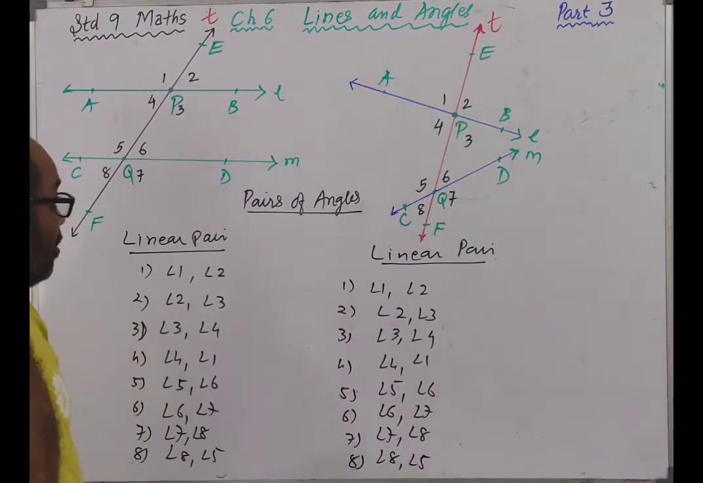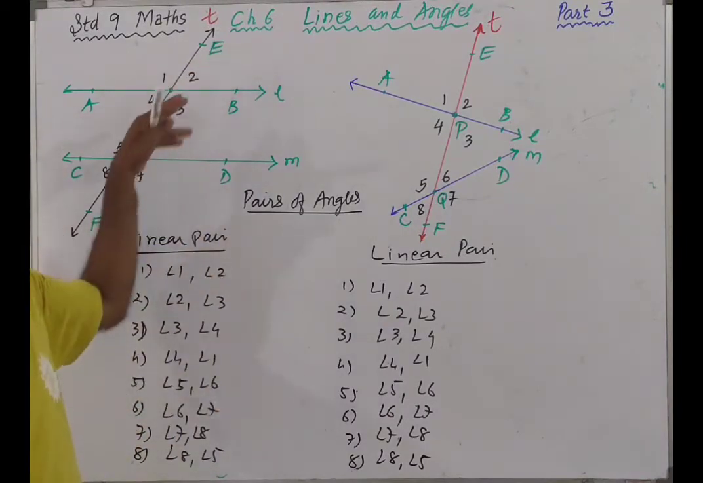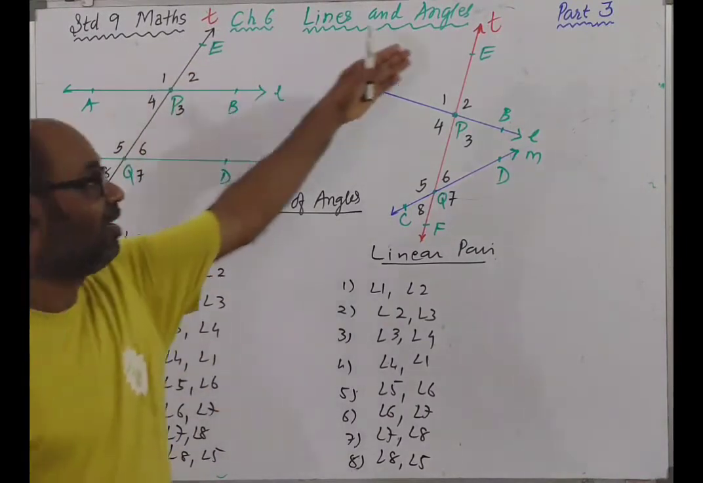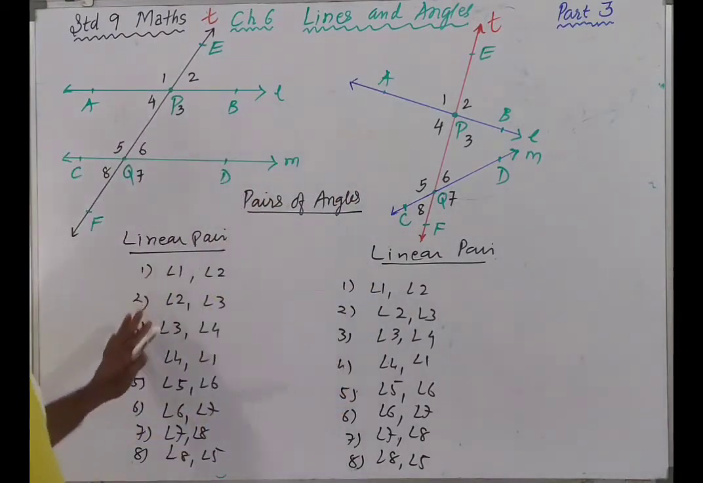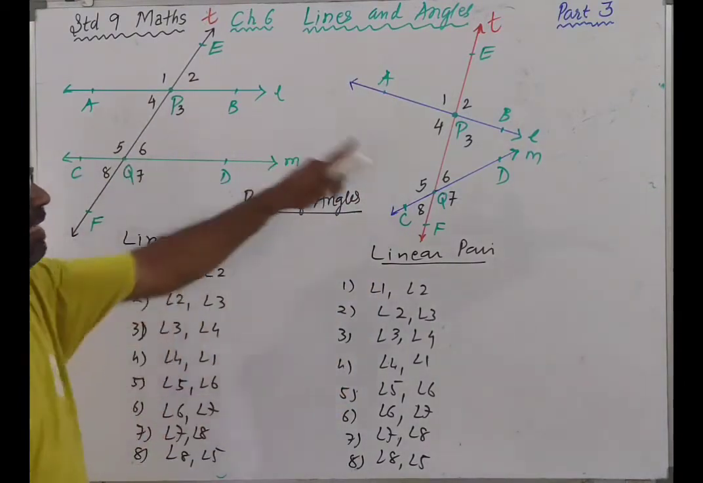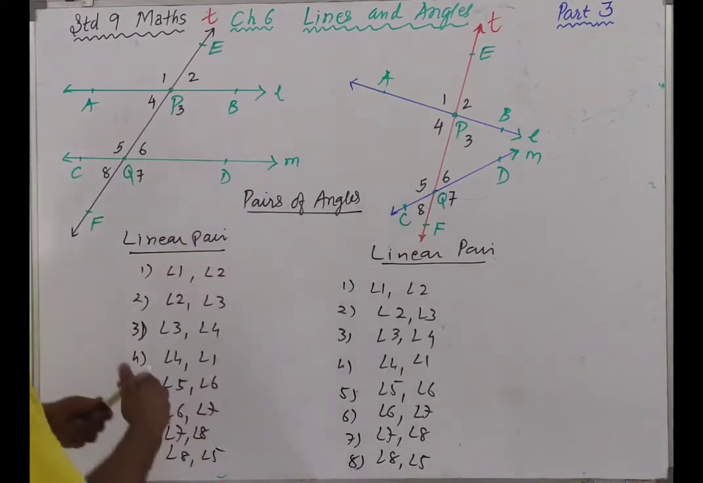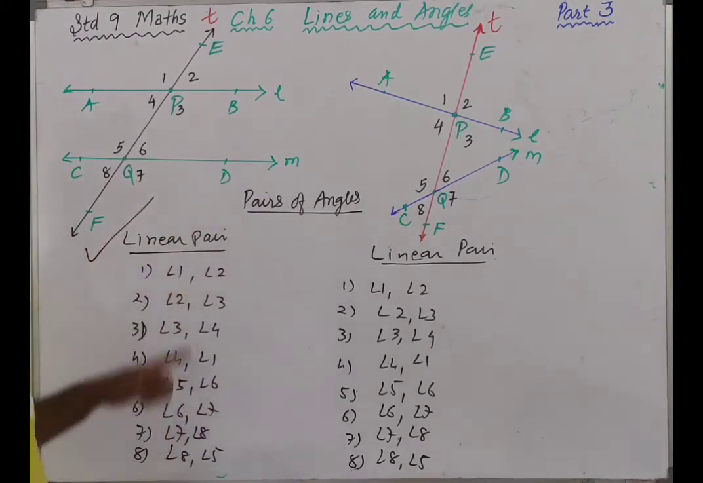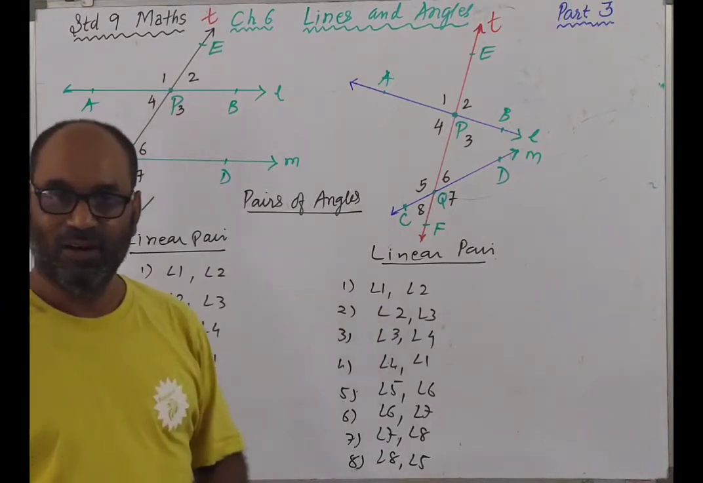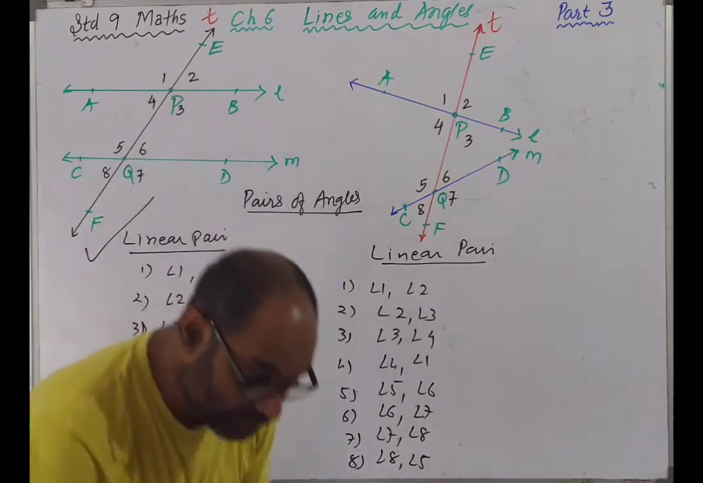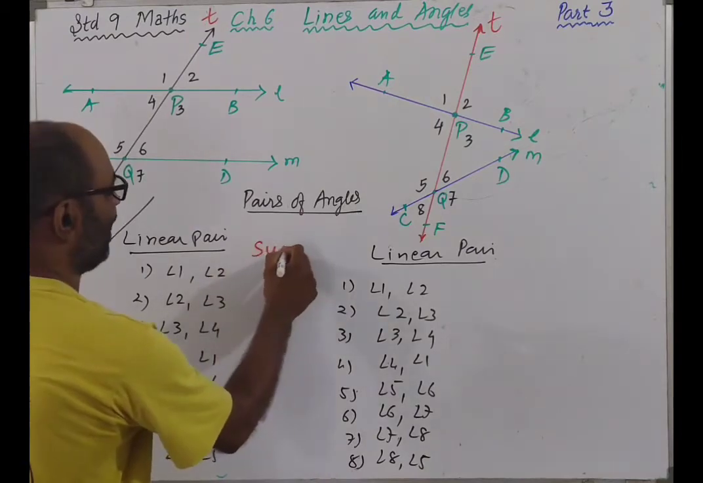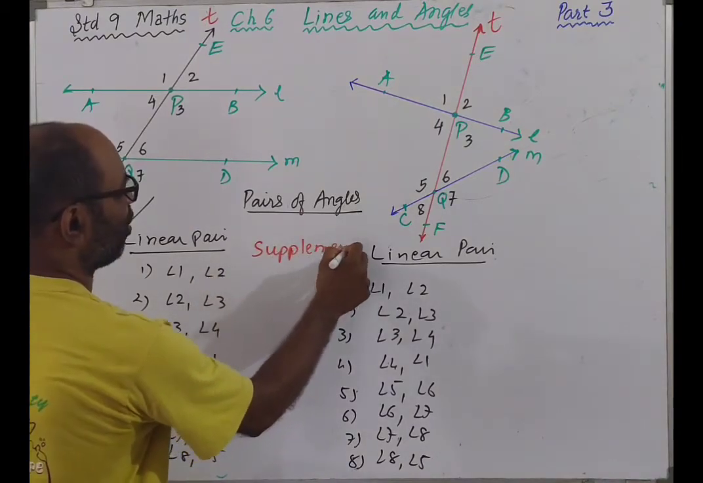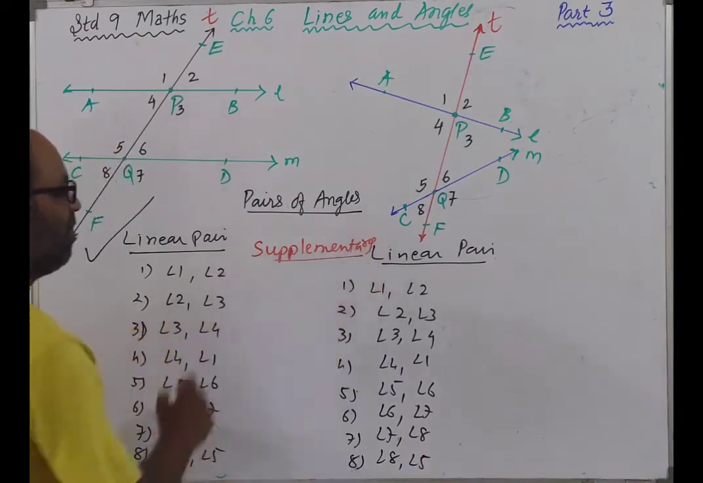Children, whether the transversal of parallel lines is given, or the transversal of non-parallel or intersecting lines, you will get a total of 8 angles in each case, and linear pairs of angles are also 8. And these linear pairs of angles are supplementary. Linear pairs of angles are supplementary.